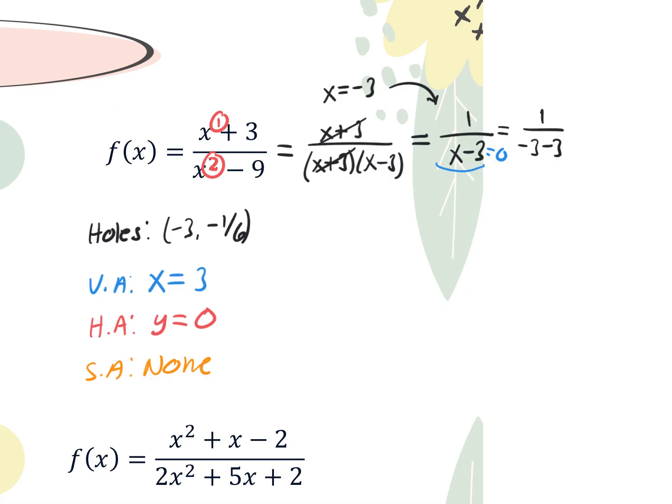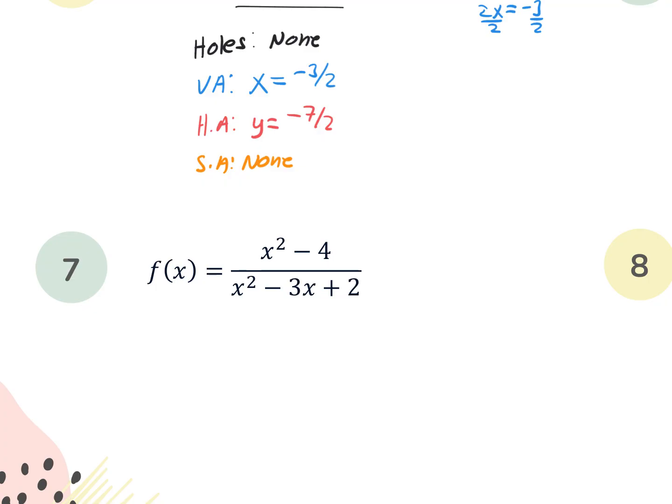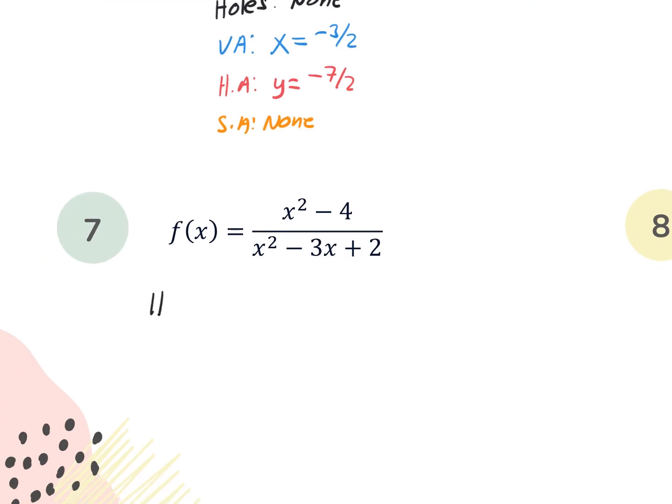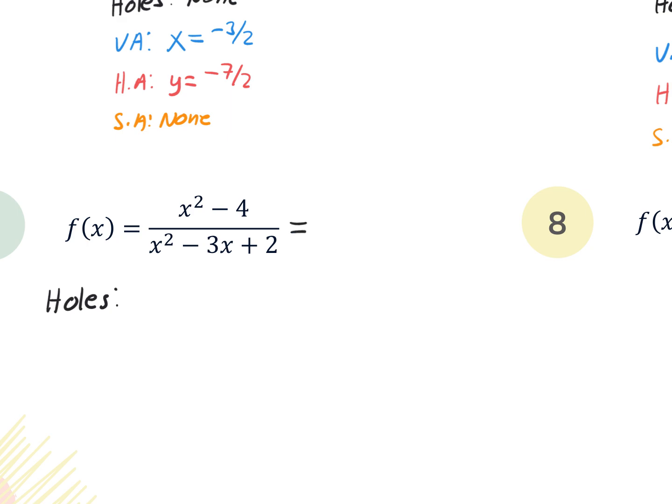All right, let's try the same thing with the next one. Again, just more factoring, more of the same stuff, right? Let's check if there are any holes. All right, the top is going to factor as a difference of squares. It's going to be x plus 2, x minus 2, over the bottom, which is going to become x minus 2, x minus 1. All right, and we do have something that cancels out.